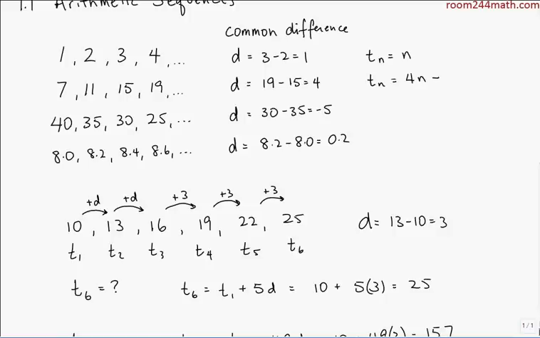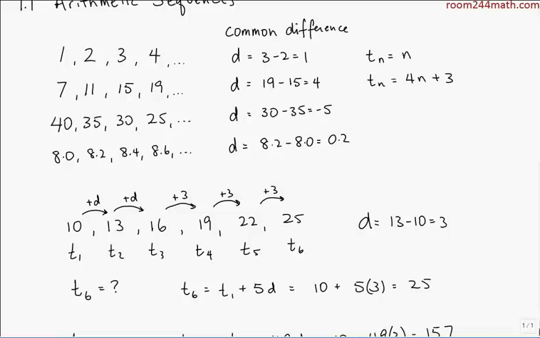Well, the one that would come before 7 is just 7 minus 4, which is 3. So 4n plus 3. It's always a good idea, if you generate a general term, to figure out whether it works for the numbers that you've got. If you plug in a value of 1 for n into the formula, you should get t1. So 4 times 1 plus 3 is 7.